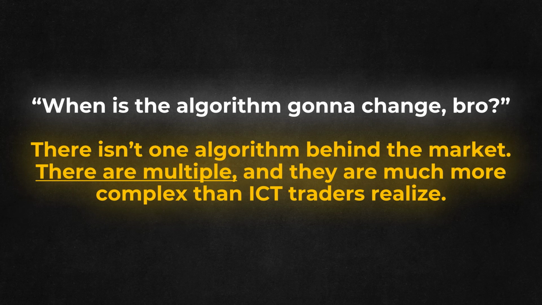"When is the algorithm going to change, bro?" Some ICT traders assume that the supposed algorithm that runs the market works like the social media algorithms that change from time to time. This is what happens when late millennials and Gen Z try to understand something. They always assume there is an algorithm behind everything because that's the world they grew up in. They don't realize that there is no centralized algorithm running the financial markets, like there is an algorithm behind Instagram, for example. The social media algorithms are responsible for making them think that way, though.